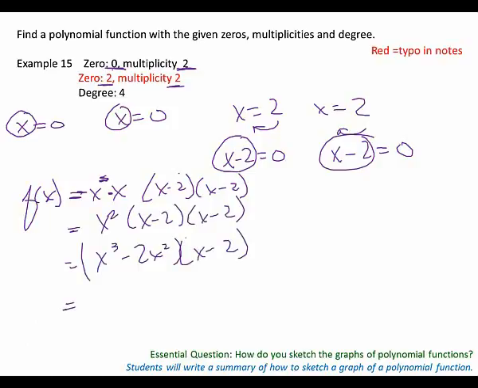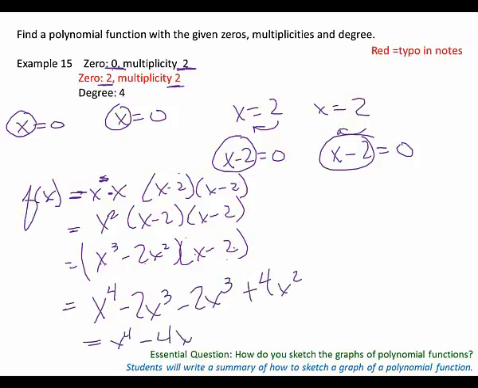Alright, do you agree with me so far? Okay, so I'm going to FOIL, so it's x cubed times x, x to the 4th. x cubed times 2, negative 2x cubed. Negative x squared times x. Good. And negative 2x squared times negative 2. And I can combine in the middle, right? So x to the 4th minus 4x cubed plus 4x squared.